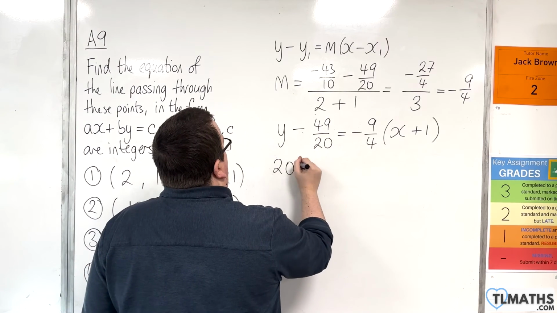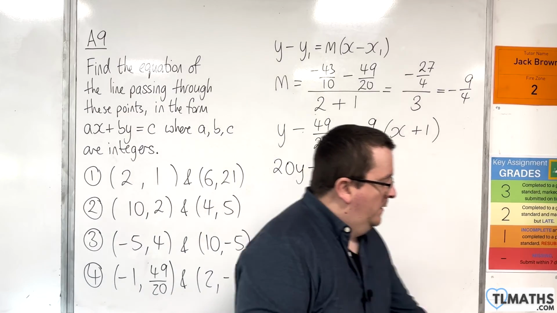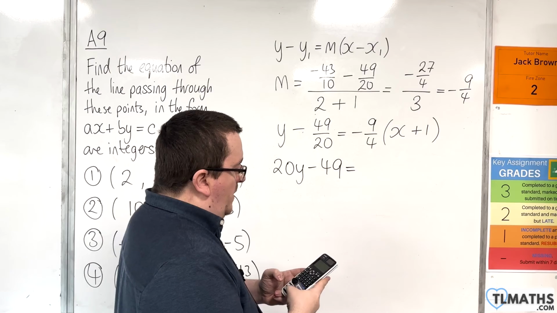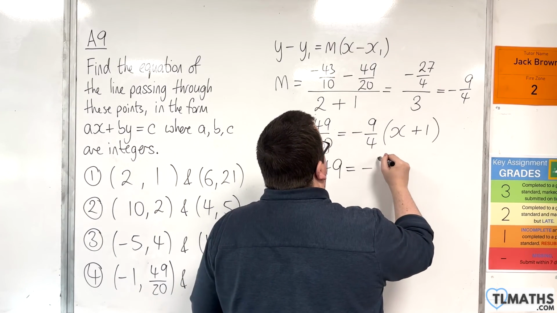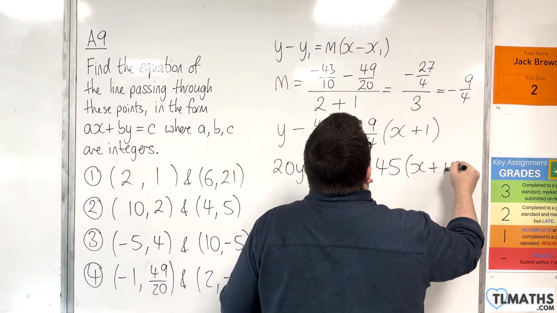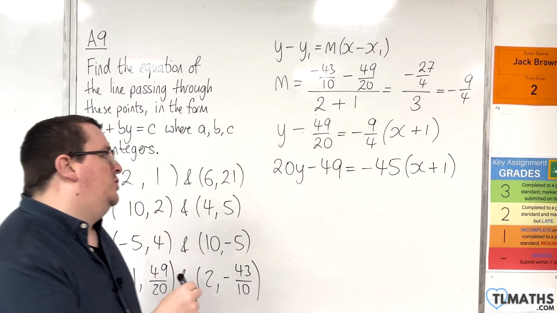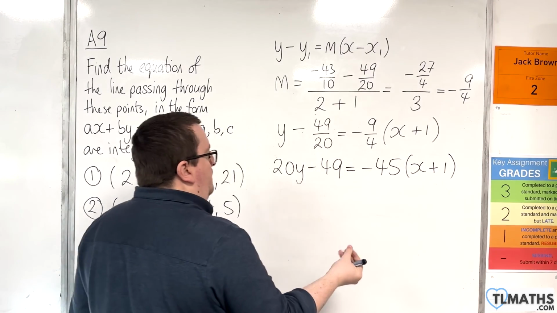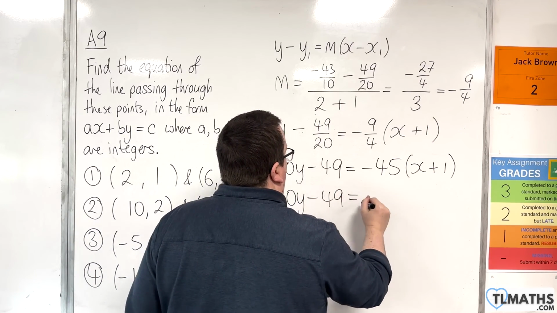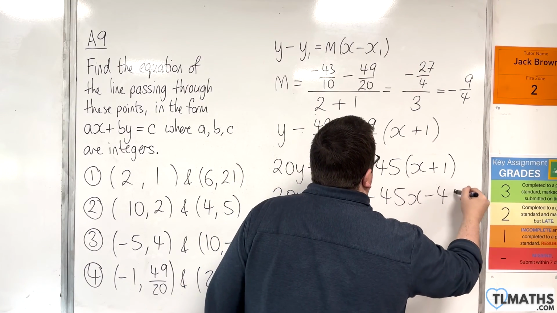So I'm going to get 20y take away 49 on the left-hand side. Right, then I'm going to have minus 9/4 times by 20, which is minus 45. Now, I don't think I want to do 2 steps in one here, so I will keep it bracketed there. If you're comfortable about going straight out and expanding that bracket out, then fine. I think for the purposes of the video, I'll just leave it as is for one more line, then multiply through. So minus 45x, take away 45.